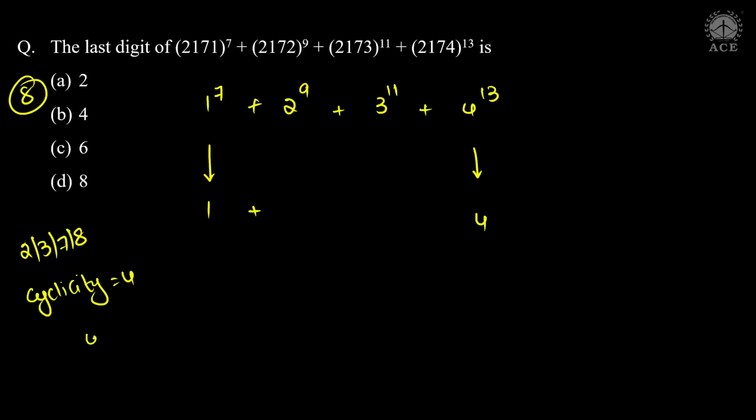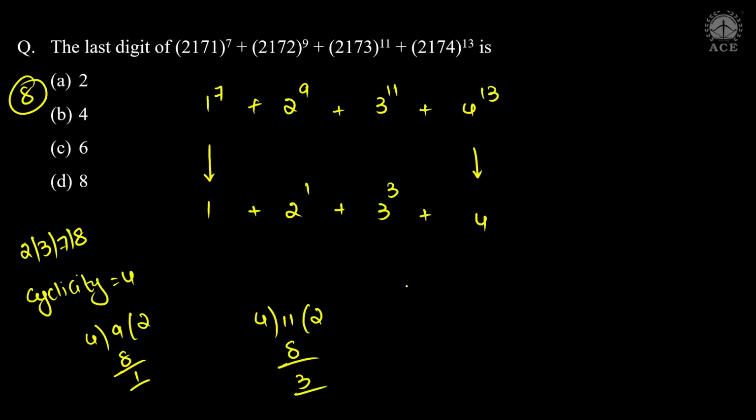Power here is 9. When you divide by 4, 4 twos are 8, 1 remainder. That remainder we have to mention in the power. Next one, here 11, my dear friends. 11 power again should be divided by 4. 4 twos are 8, remainder 3. Here put that remainder 3. So when you do this, 1 plus 2 power 1 is 2, 3 cube 27, units place is 7, 4 power odd, ending with 4. So guys, this is total 14. Units place is nothing but 4. Total you got 14, units place is 4.